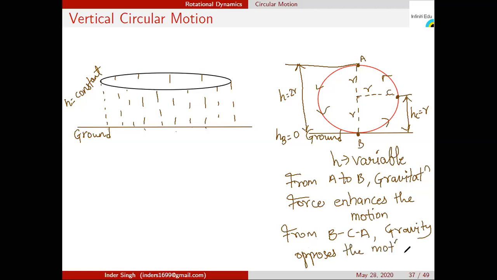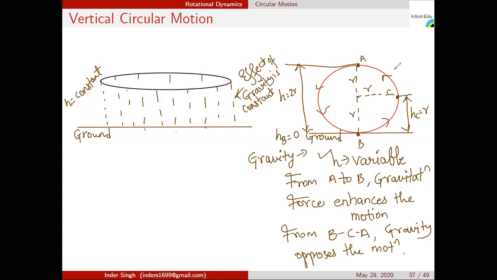So there is an effect of gravity. One thing is height is variable. Another thing is gravity's effect is variable. At some positions, gravity is helping the motion; at some positions, it is not helping the motion. And in the horizontal case, the gravitational force has no effect, so the effect of gravity is constant. This is the difference between vertical circular motion and horizontal circular motion.